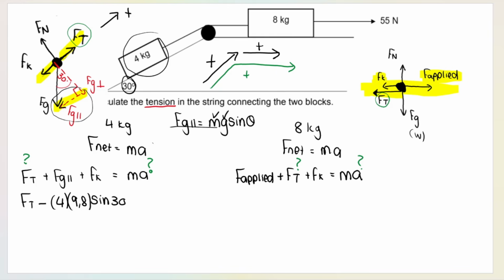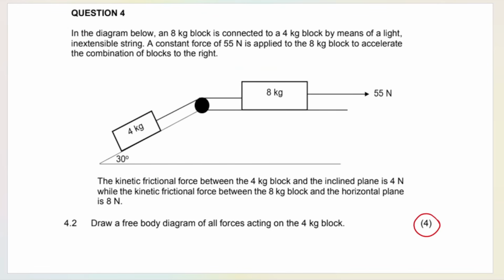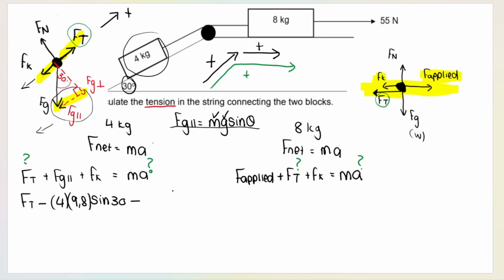So I just wrote the formula there because remember, you always need to write your formulas. Mass times gravity sine 30. It's negative because Fg parallel is going down the slope. Then friction is also going down the slope. So it's also minus. And do you recall that they gave me friction in the question? The kinetic frictional force between the 4 kilogram block and the inclined plane is 4 Newton. They gave it to me. So it's minus 4 equals the mass of the block is 4 and we've got acceleration.